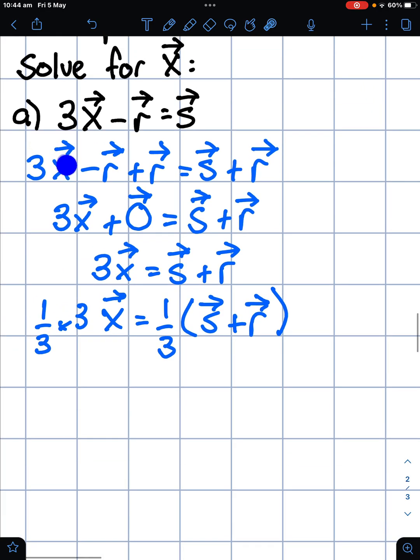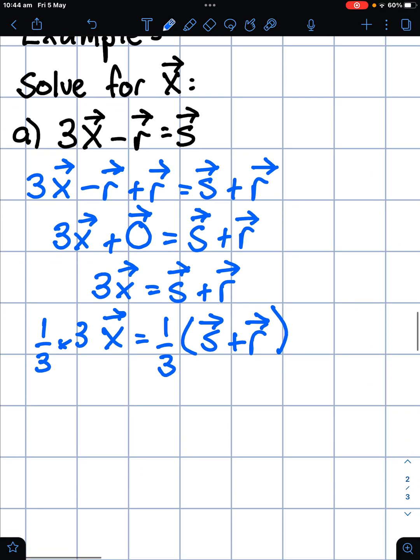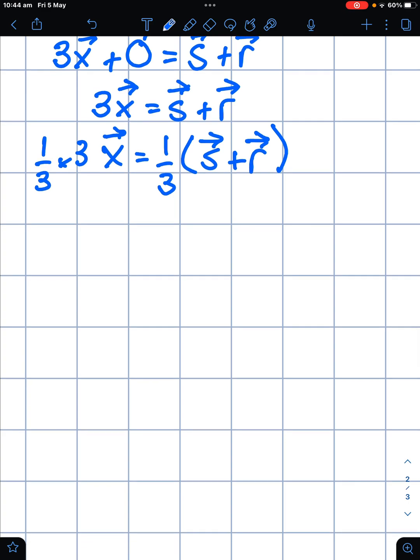It might seem like we've gone... I don't know, you might find these steps a bit bizarre, but if you think about this in terms of the three-dimensional vectors we're dealing with, this is actually super handy, because this means we can sub our actual vector. Oh, hang on, I should finish here. They cancel, and we're left with x equals 1/3 s plus r.